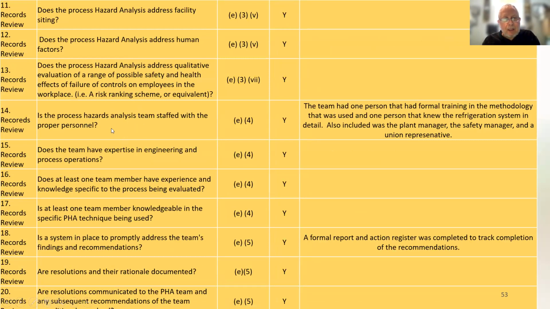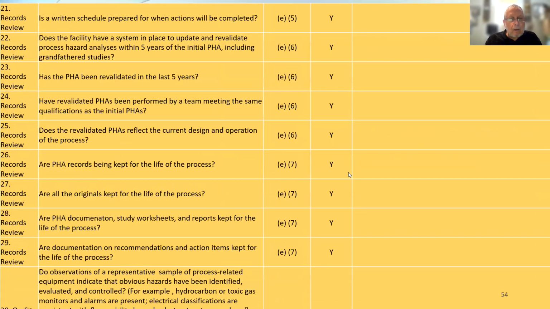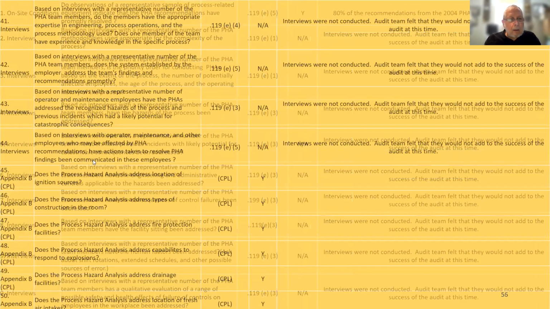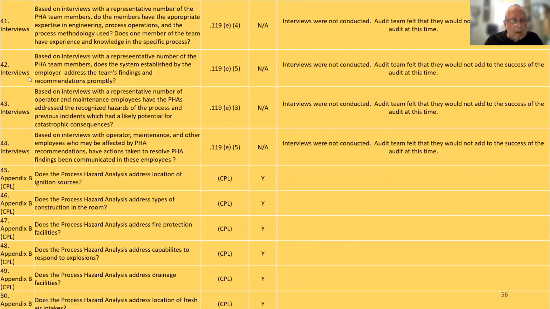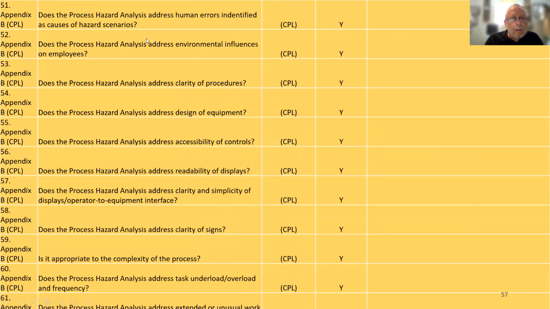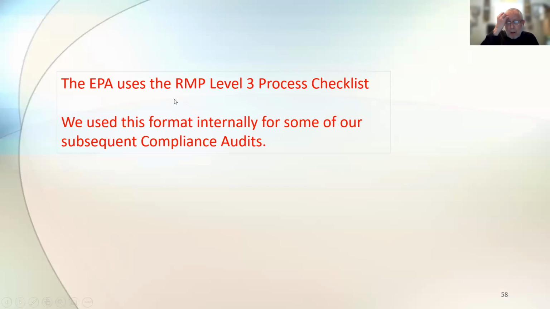Is the process hazard analysis team staffed with the proper personnel? And here it says the team had one person that had formal training in the methodology that was used and one person that knew the refrigeration system in detail. Also included were the plant manager, the safety manager, and a union representative. I think that's boilerplate. And then interviews. The process had not addressed clarity of procedures. So that was the checklist that our consultant used when we did the first couple of compliance audits.